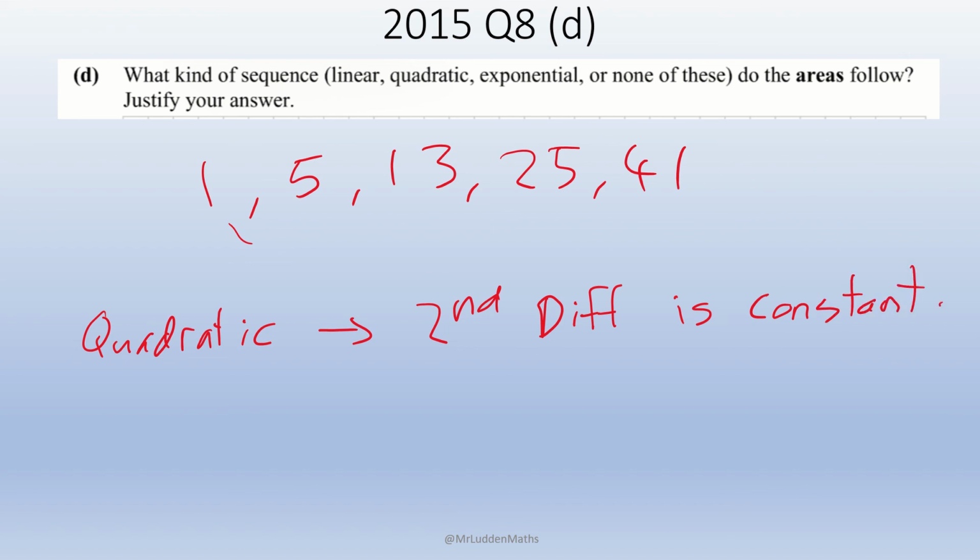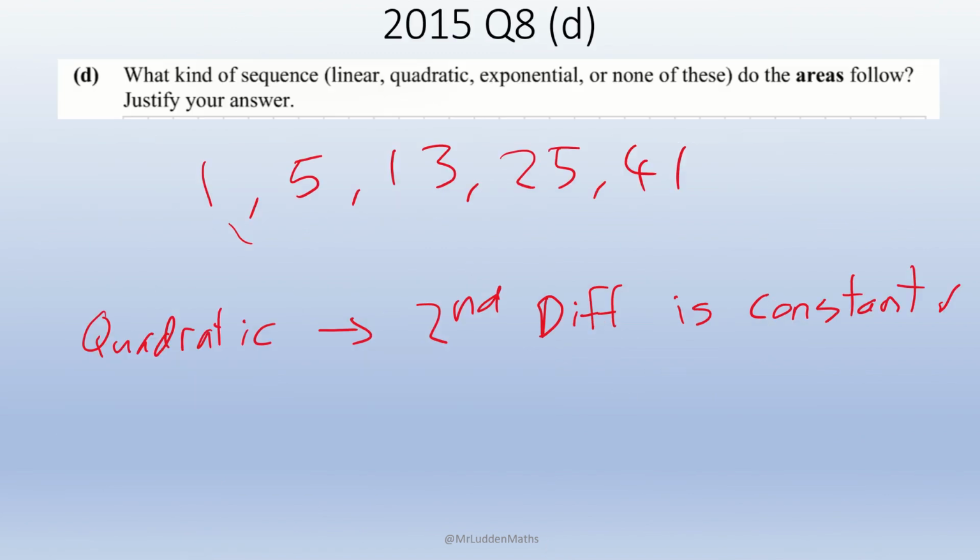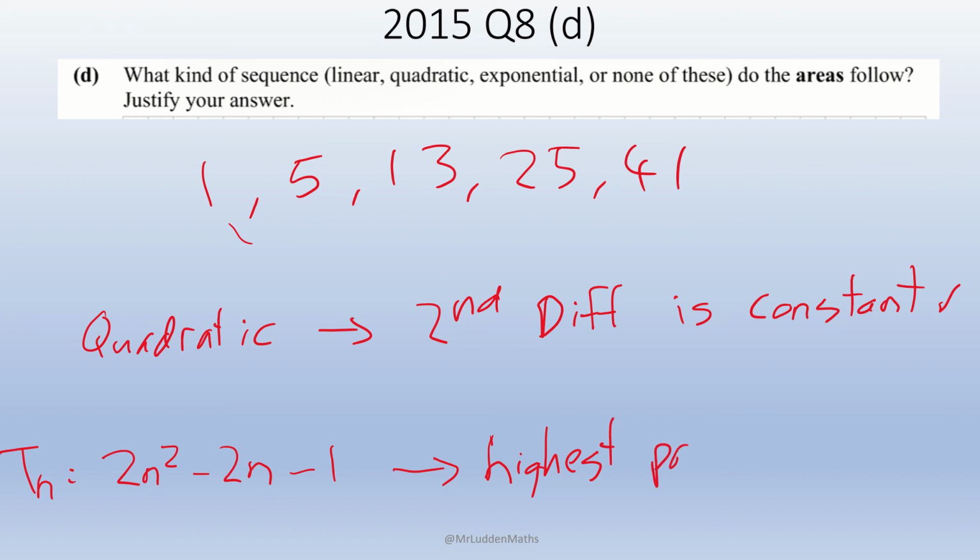Also, that's full marks, but if you want to say, like, your Tn that you found down here, 2n squared minus 2n minus 1, that was your Tn. The highest power of n is 2. What I'm talking about there is that it has an n squared. It doesn't have an n cubed or an n to the power 4. So this bit right here, the last thing I've written, is enough of a reason to say that this thing here is quadratic.